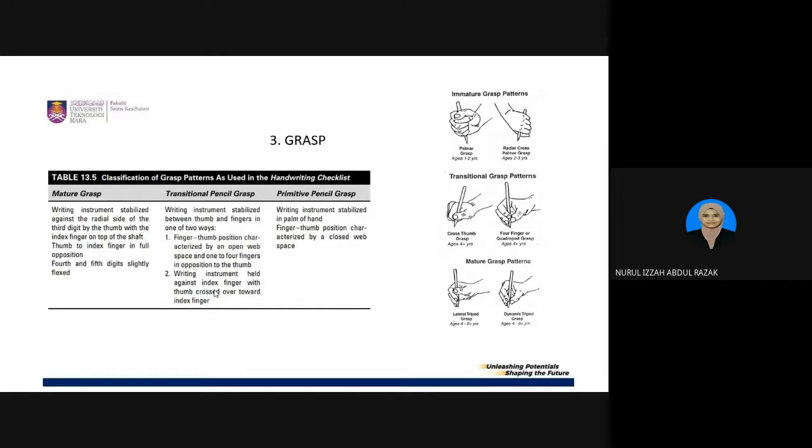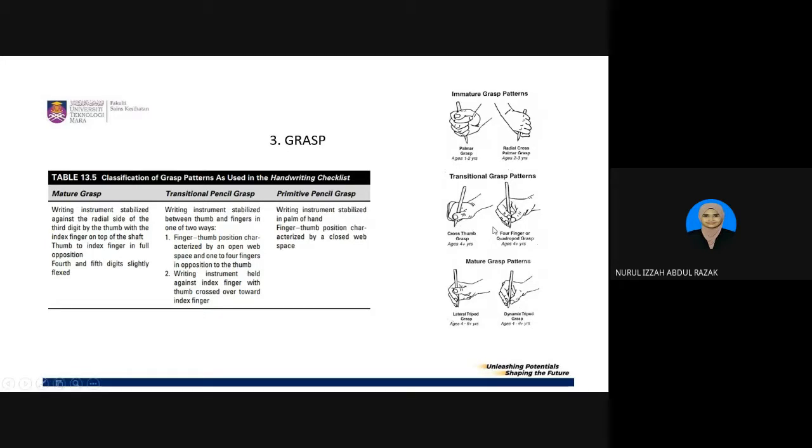Okay, the next one, the third one, is the grasps. We have three types of grasps. Actually, grasps ni dia akan berkembang mengikut usia. The first one is the immature grasps. They are usually between the age of 1 to 2 years with palmar grasps, and radial cross palmar grasps for kids aged 2 to 3 years.